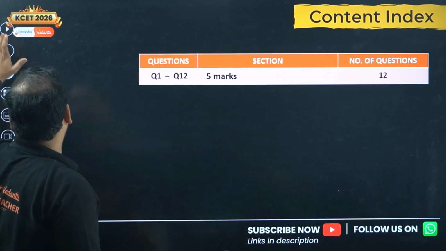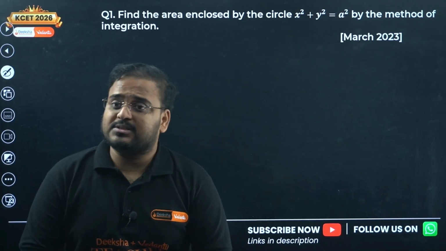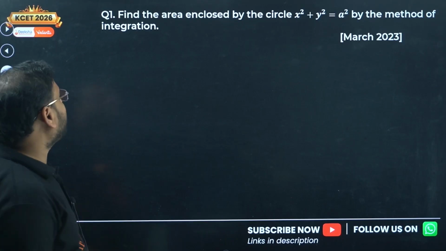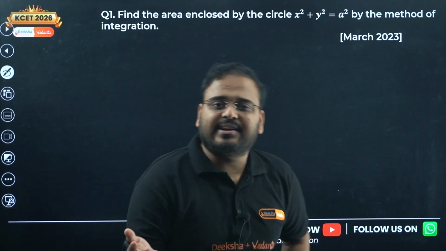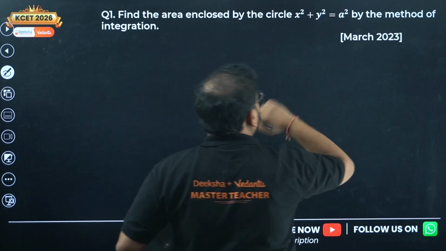Let's continue. So the first question over here we have is: find the area enclosed by the circle x square plus y square equals a square by the method of integration. Of course we know it's a circle, meaning pi r square is the area, but we have to get the result using the integration method. It's a PYQ of 2023.